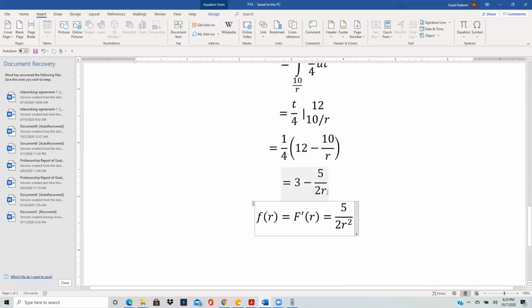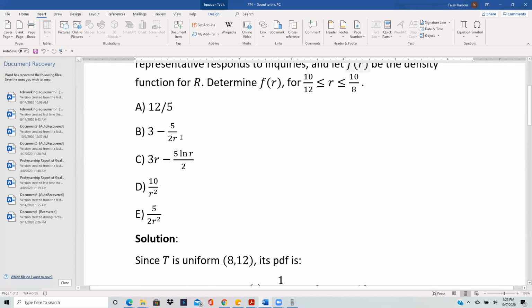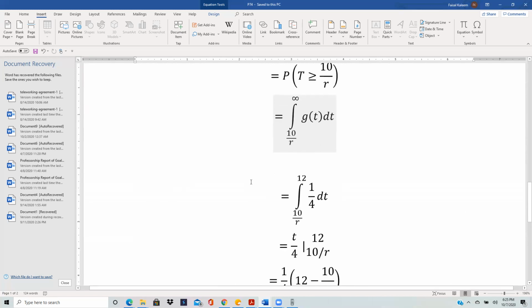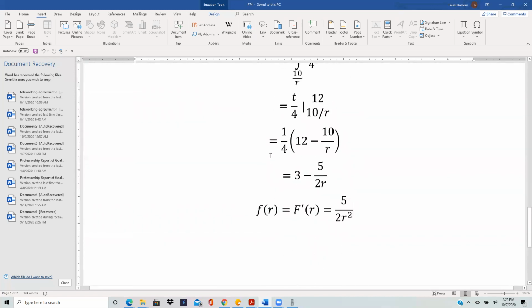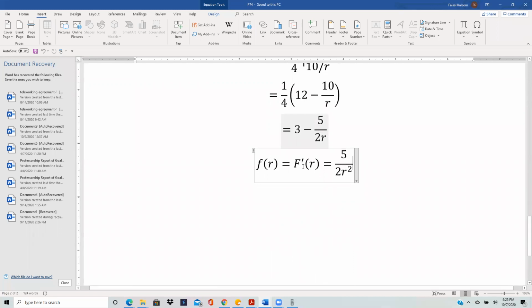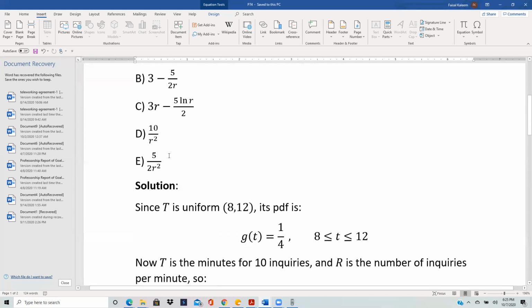Now, it's a very common mistake in these problems to have this as the answer, and they'll always have this kind of an answer in the choices. So actually 3 minus 5 over 2r is one of the choices. But remember that this 3 minus 5 over 2r was the big F. And so the little f will be the derivative of the big F, and the derivative of this is 5 over 2r squared. So it's actually choice E.